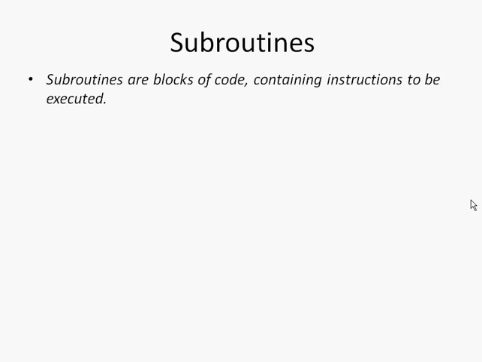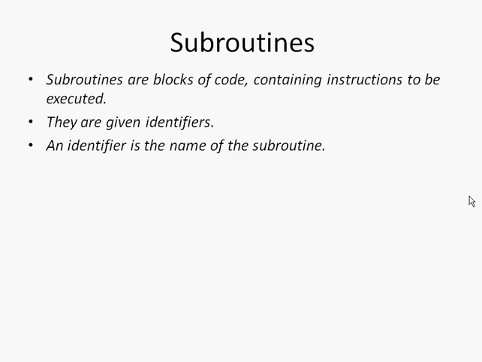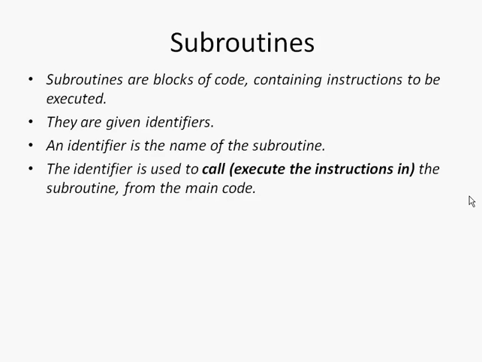If we want to define subroutines, we'd say subroutines are blocks of code containing instructions to be executed. Subroutines are given identifiers, and that is the name of a subroutine. The identifier is used to call, and when we say call we mean execute the instructions within the subroutine, and it's called from the main code.